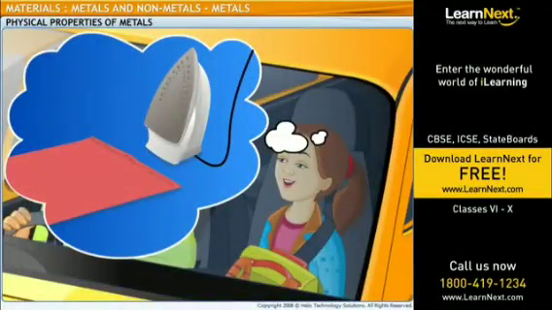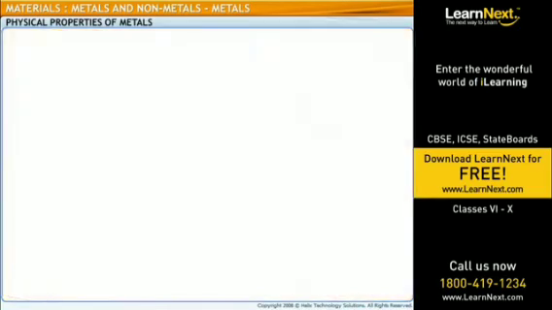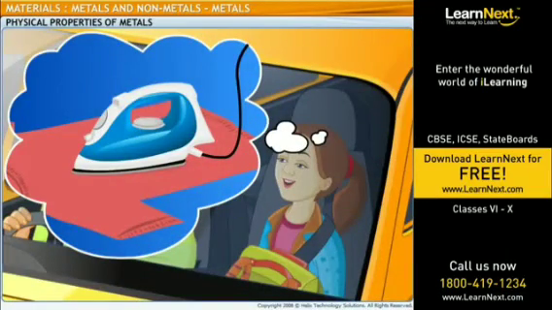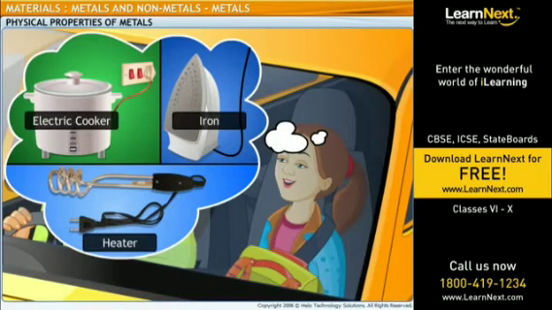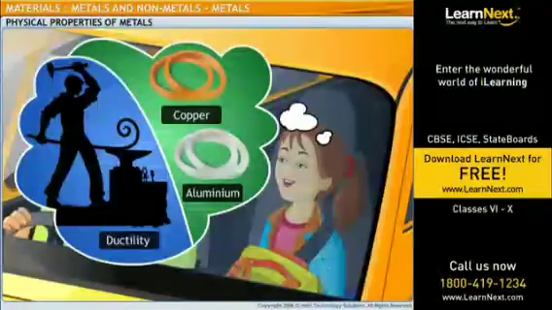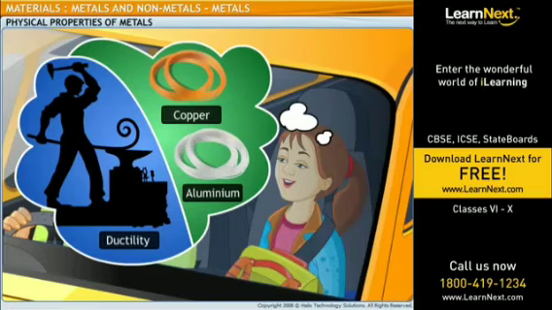Speaking of gadgets, why is the base plate of an electric iron made of metal? It is not supposed to conduct electricity. The metal base in an electric iron is for conducting heat, not electricity. Metals are also very good conductors of heat. That's why cooking utensils, irons, heaters, etc. are all made of metals. Besides, metals can be easily shaped into wires. This property of metals is called ductility.